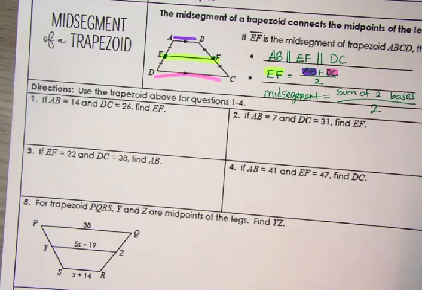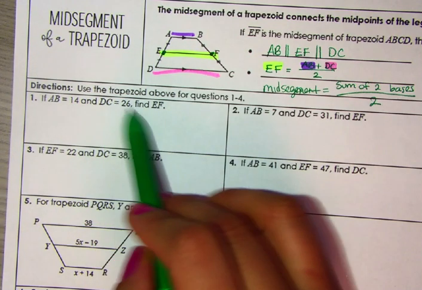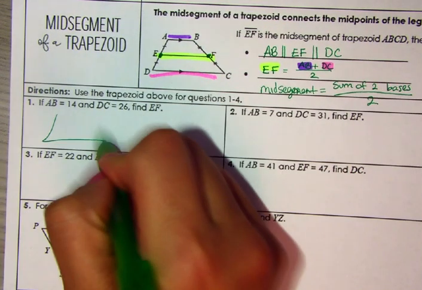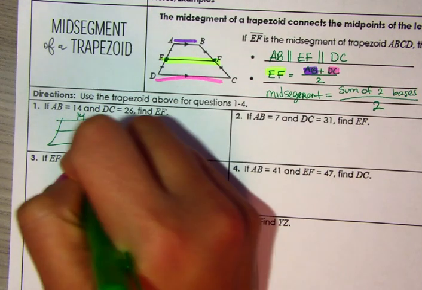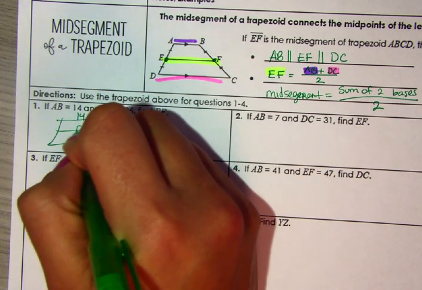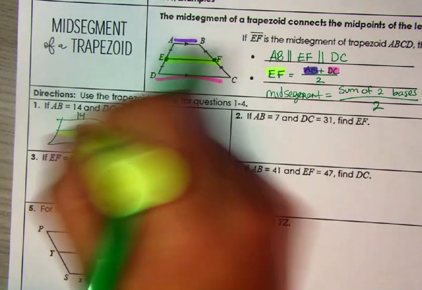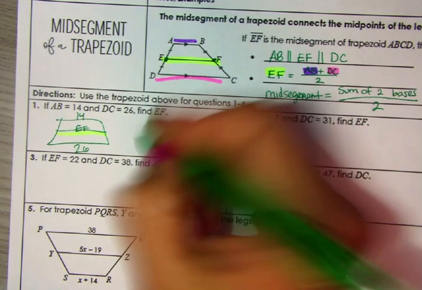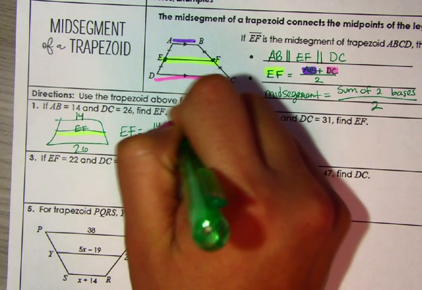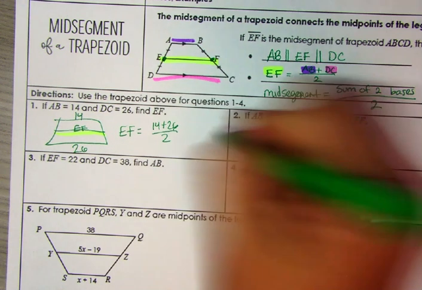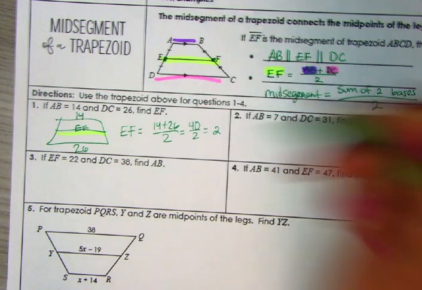Okay, so let's practice that. We have number 1, which tells you AB is 14, DC is 26. If you're visual like me, you will want to sketch it. So 14 over here and 26 right here, and then this is what we don't know. So because we don't know the mid-segment, we want to write it down as EF equals 14 plus 26 divided by 2. And that will give you 40 divided by 2, which equals 20.